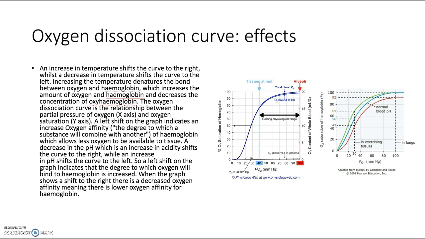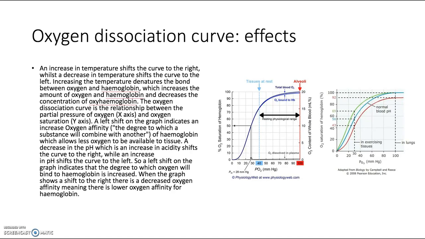The oxygen dissociation curve is the relationship between the partial pressure of oxygen, x-axis, and the oxygen saturation, y-axis. A left shift on the graph indicates an increased oxygen affinity, the degree to which a substance will combine with another, of hemoglobin, which allows less oxygen to be available to tissue.